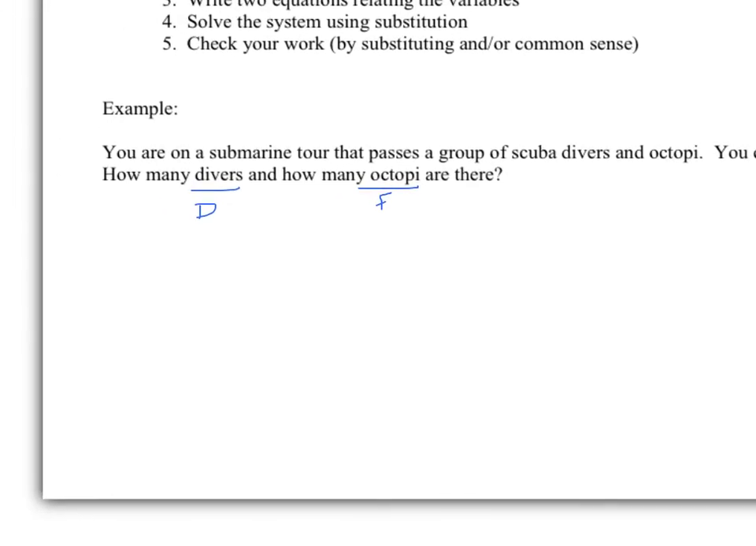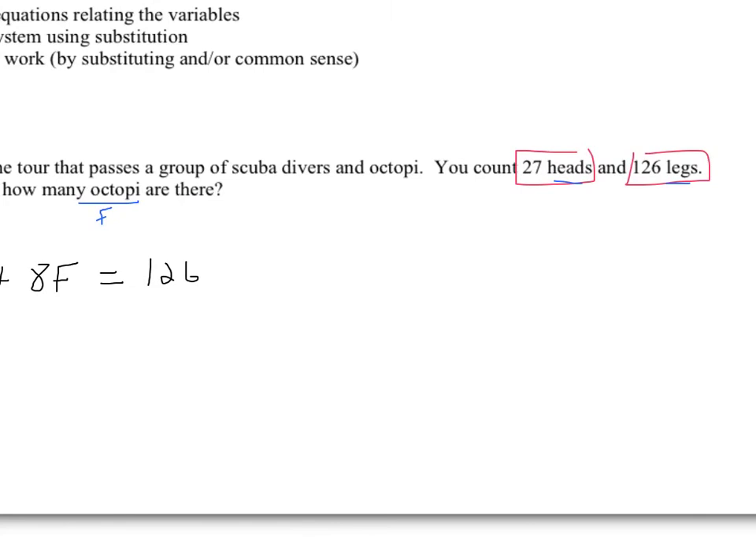So if we look at legs first and how we can represent this, we know that for divers you're going to have 2 legs. When you're talking about octopi, you're going to have 8 legs. So F means the octopi for fish there. You know that when it comes to legs, you have 126 legs that were observed. That's one equation.